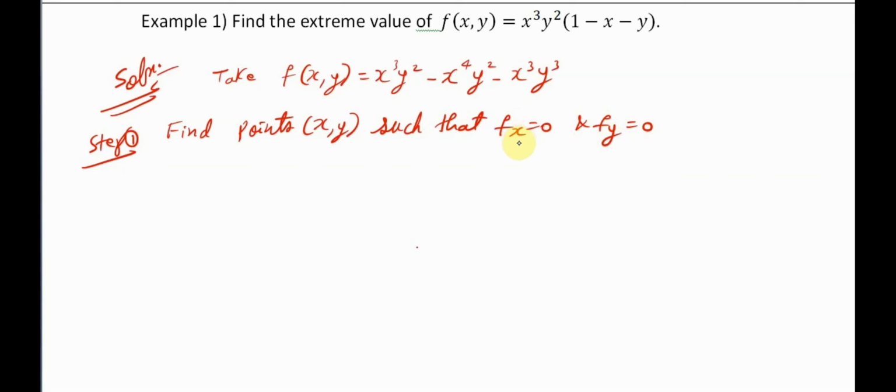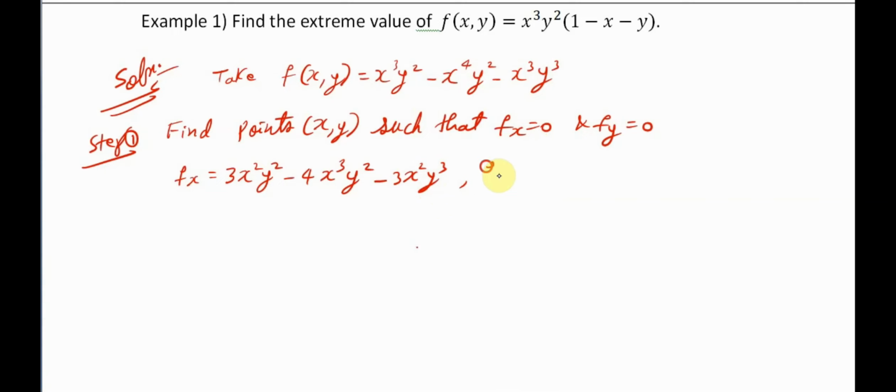So everyone, fx is equal to 0. I have just shown in the working rule that keeping in mind y is constant, I will just differentiate with respect to x. So x cube differentiation, I will get 3x square y square as it is, minus differentiation of x raised to 4 will be 4x cube y square as it is, because it is constant, students. Then minus x cube differentiation is 3x square y cube. So y cube is constant, I will write it as it is.